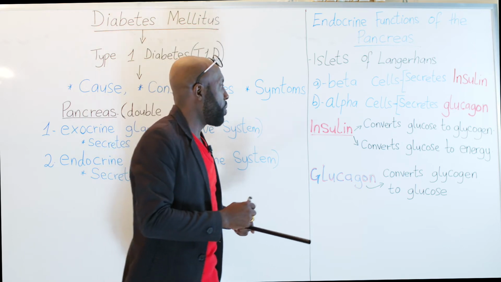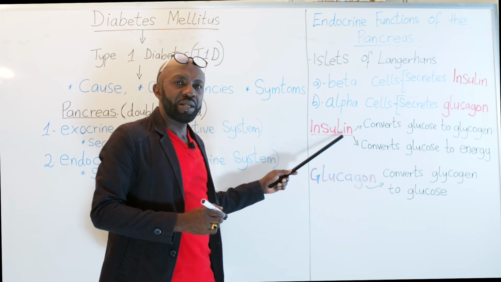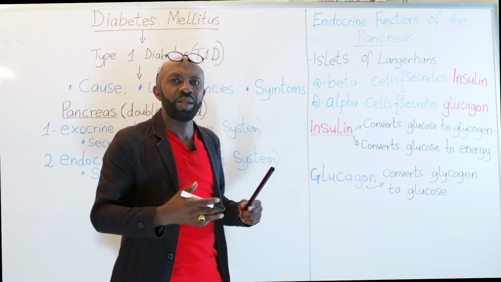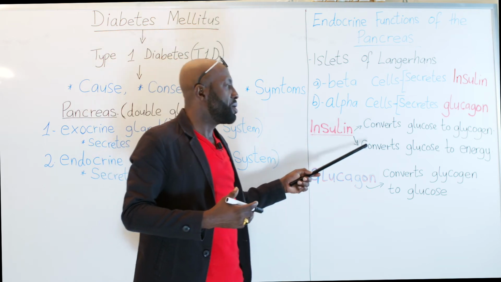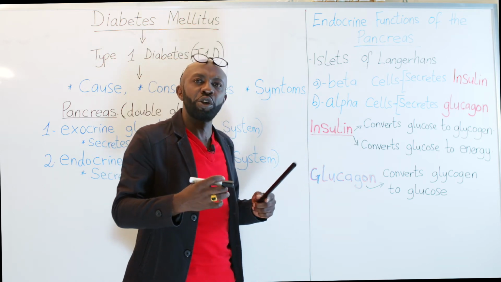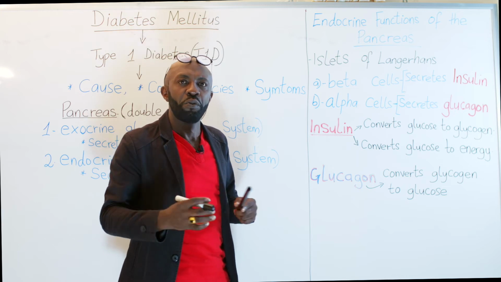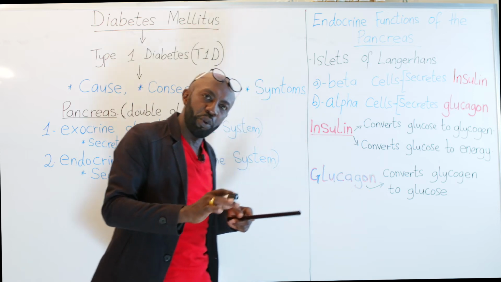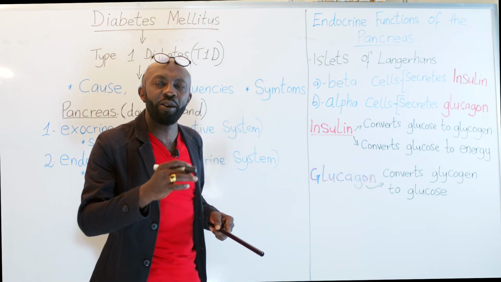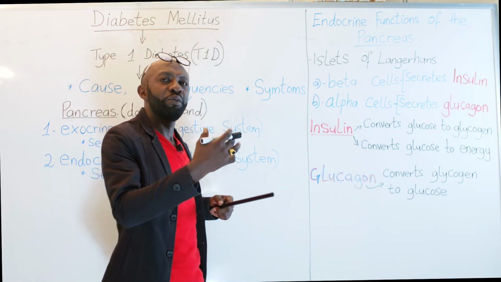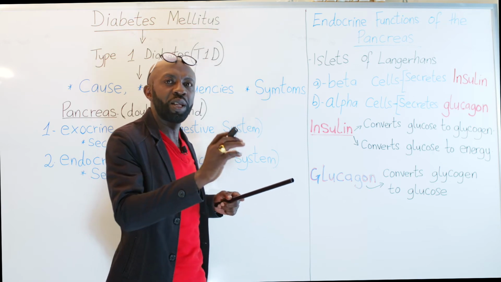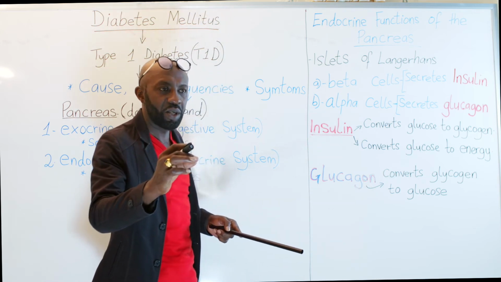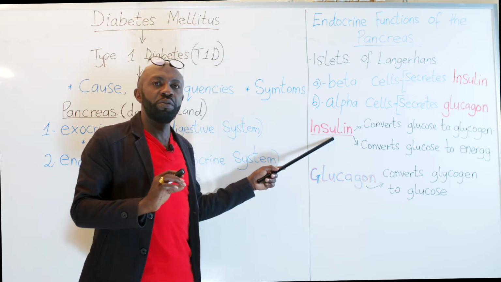Glycogenesis. Likewise, when the body cells are starving, they need energy. Insulin converts some of the glucose for energy and supplies the body cells. This process is called glycolysis. That is the conversion of glucose to energy by insulin to supply the body cells. Glycolysis. So that is how insulin functions.